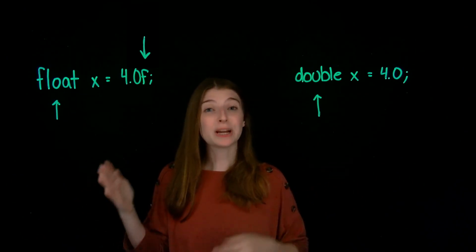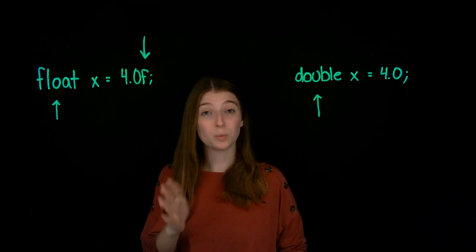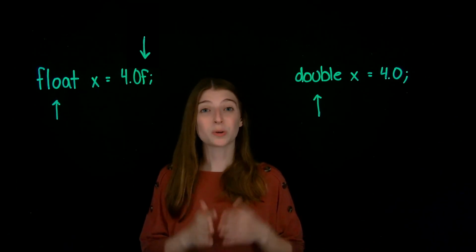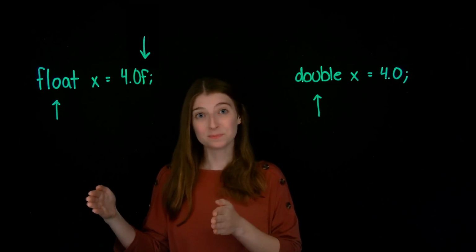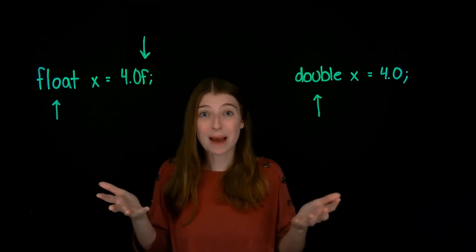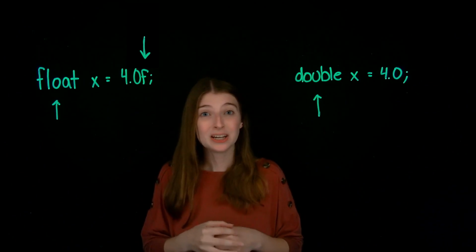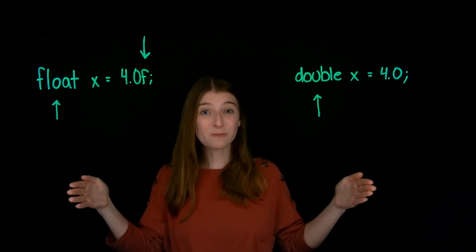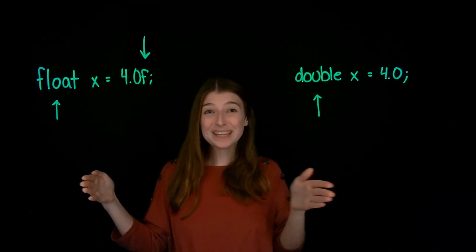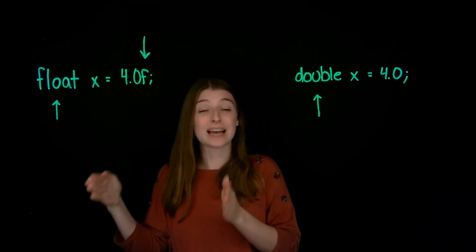But if I were to write float x equals 4.0 without the f, I would be storing a double decimal number inside of a float data type. Technically this works, it's compatible and your code will run, but we might lose some precision with our number because we're trying to store a 64-bit number and squeeze it inside of a data type that only has 32 bits available to us.